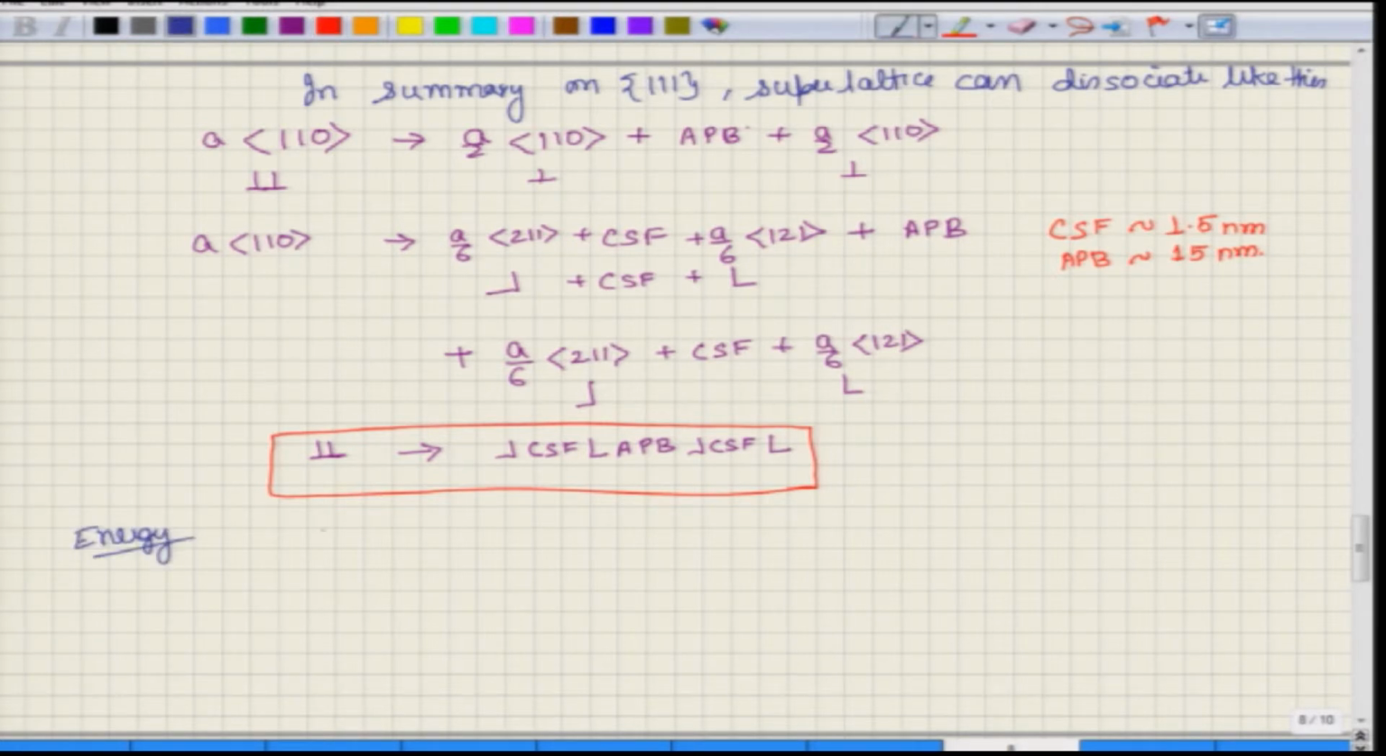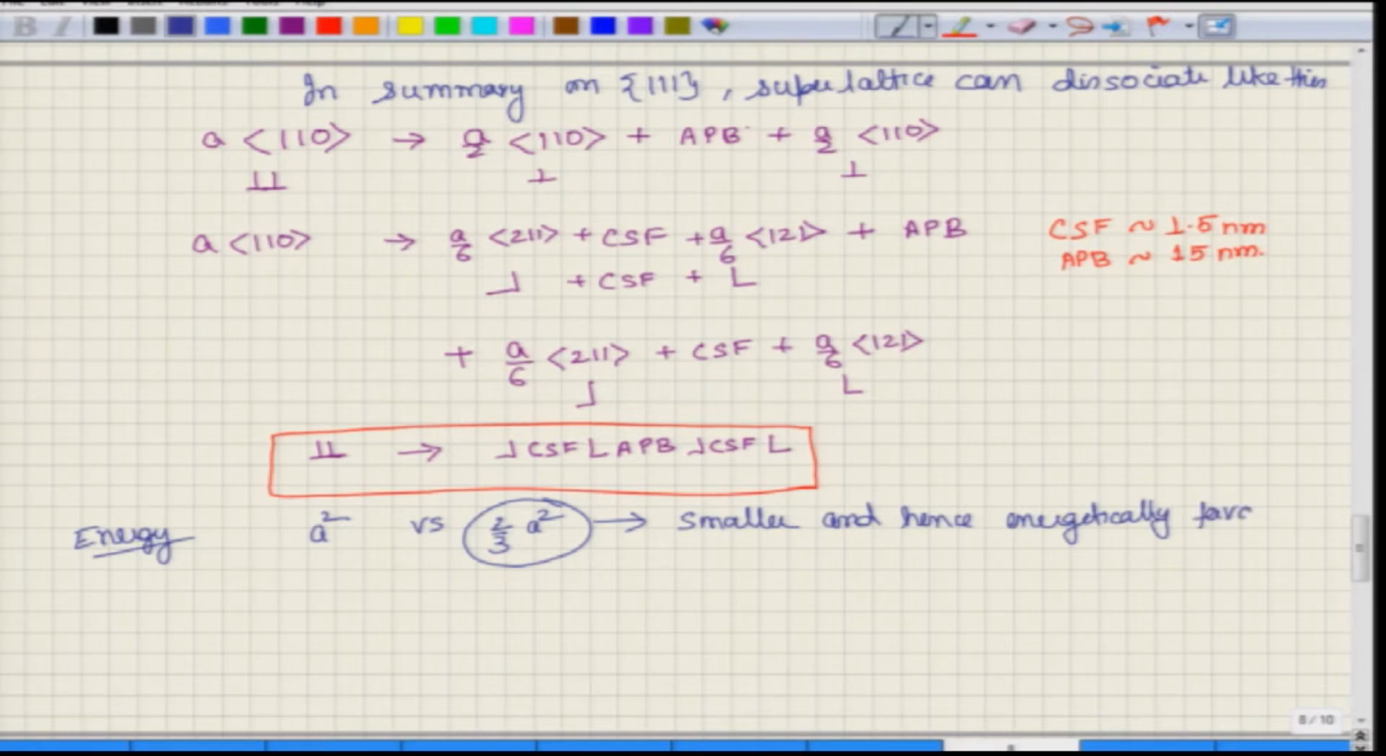On the left hand side this is A squared, on the right hand side this is A²/6, this is A²/6, so A²/6 into 4, so this comes out to 2/3 A squared. This is certainly smaller, and hence energetically favorable. So energetically, yes, it is possible. It is not just theoretical, energetically also it is possible.